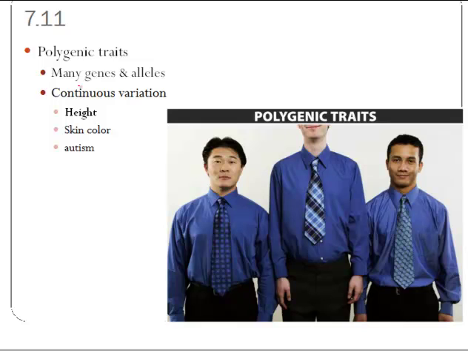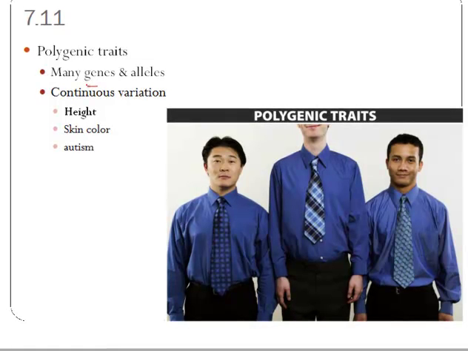Okay, some additional characteristics that don't behave quite as perfectly as Mendel's characteristics in his peas are polygenic traits. Polygenic traits have multiple genes and multiple alleles, so lots of places across your genome that control it. Some examples of polygenic traits are height and skin color. We're finding more and more different types of autism are also polygenic.